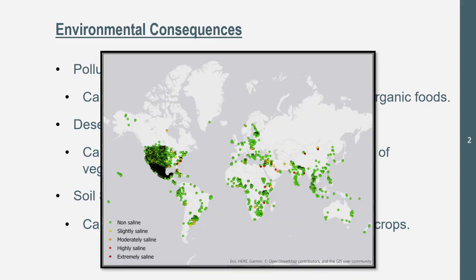And as we can see here, this map shows where this is a really big problem. We see this especially in Mexico and Western United States, where it is extremely saline. We can kind of see this in South Africa, India as well, but nothing as crazy as that southwestern United States and Mexico.